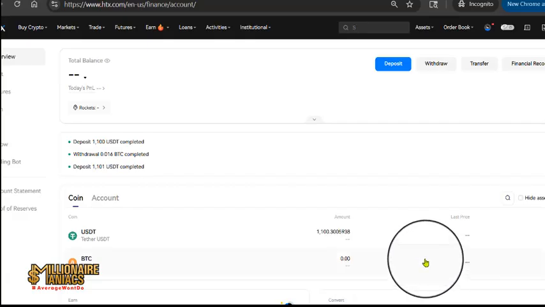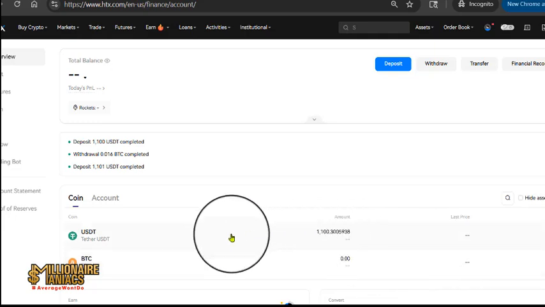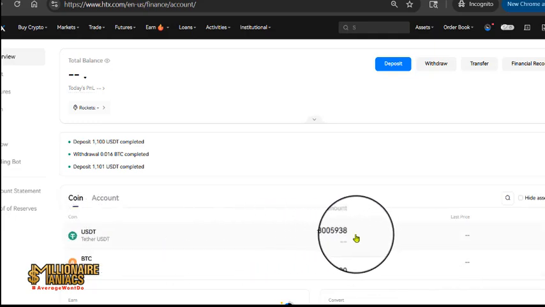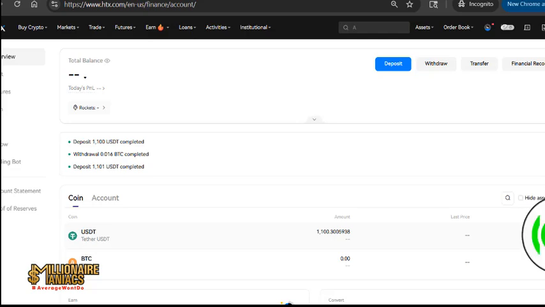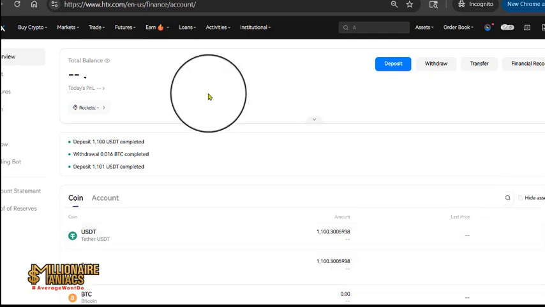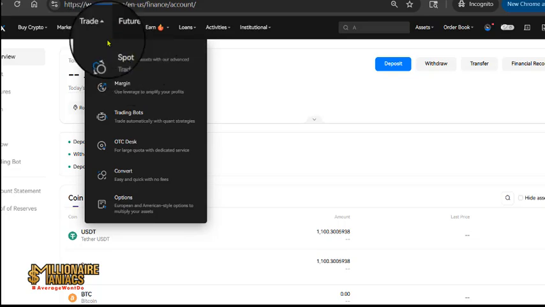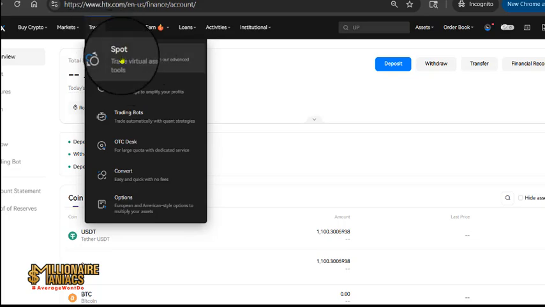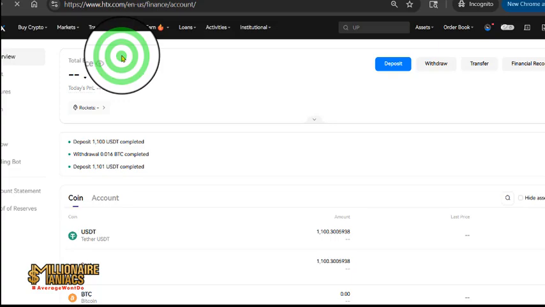Okay, so my deposit has landed. So now you can see the USDT here. So now we're going to go and we're going to trade this. You can just click up here for trade. We're going to trade this to Bitcoin. And I'm doing spot trading, so I'm clicking on that.